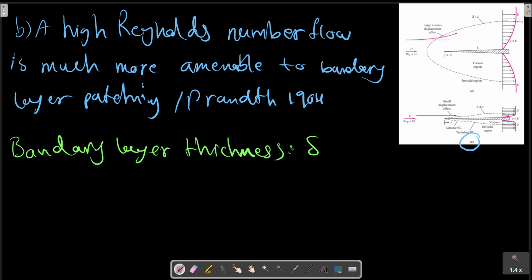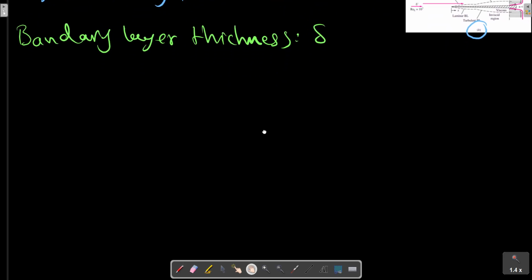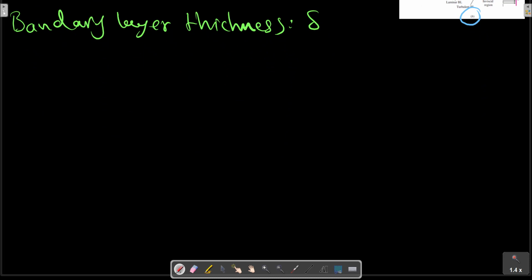As we shall see in a later chapter, the accepted formulas for flat plate flow in their approximate range give the boundary layer thickness as a function of flow properties, in this case Reynolds x, where x is the point that we need to evaluate.